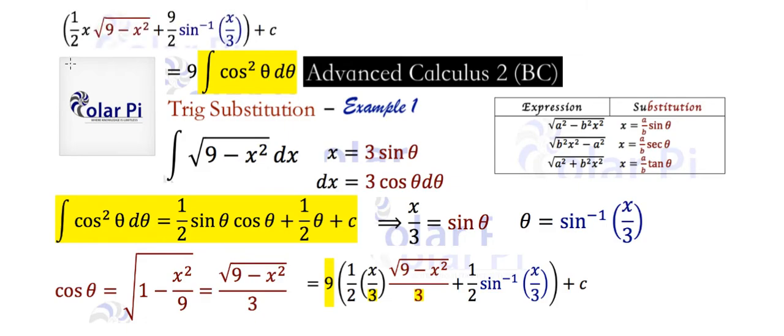Final answer, a little bit more simplified, is right here. This 3 and 3 in the denominator make a 9, so that gets rid of our 9 in this first part when we distribute the 9. And then when we distribute the 9 to here, we're going to get 9 over 2 sine inverse of x divided by 3. Otherwise, we have our plus c.